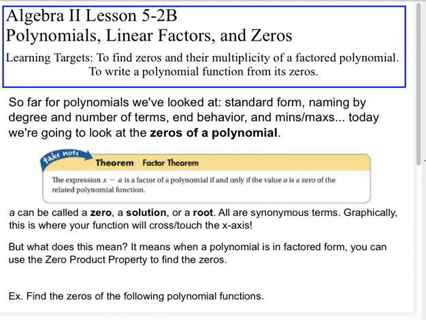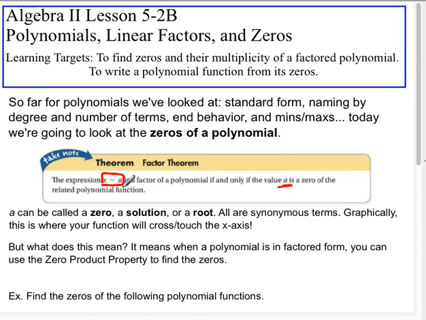So what is this saying? Well, it's saying that x minus a is a factor of the polynomial if and only if a is a zero of that related polynomial. Now when I say zero, there's a lot of different things we can mean. You can say zero, solution, root. You can even say x-intercept, because graphically these zeros are where your function is going to cross the x-axis if you were to graph it. And I'll show you that in a little bit.